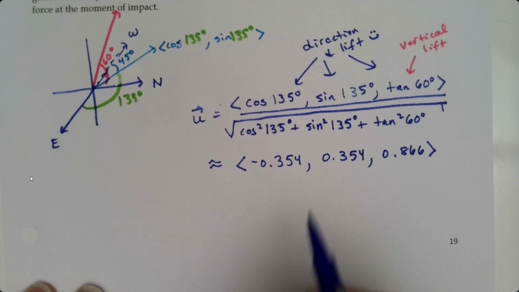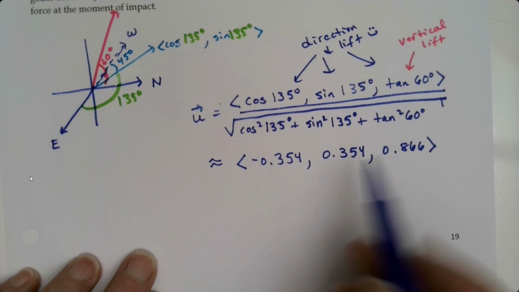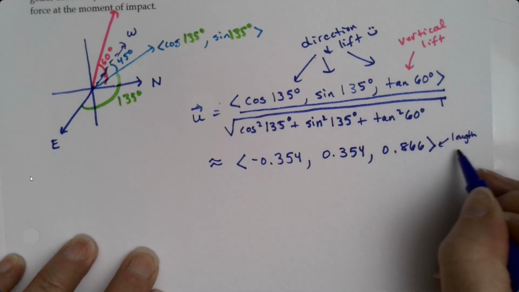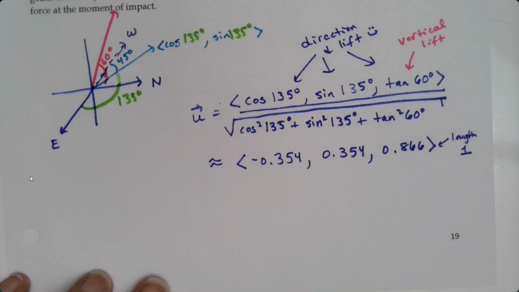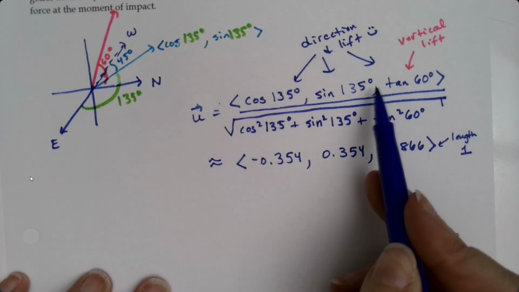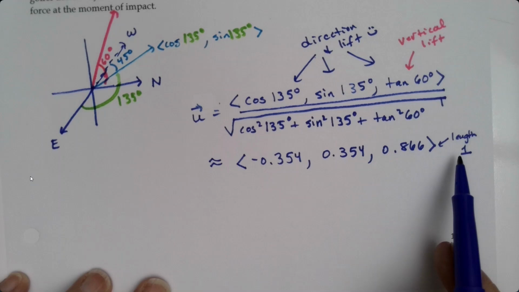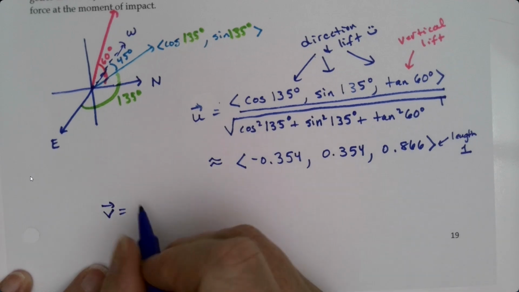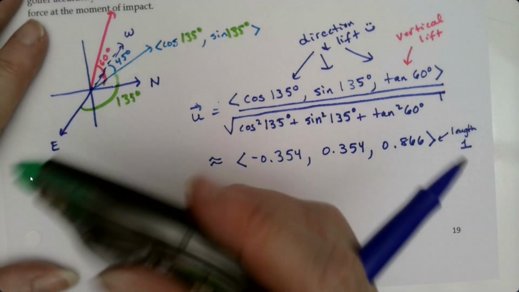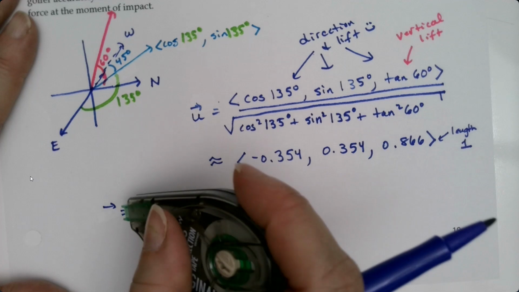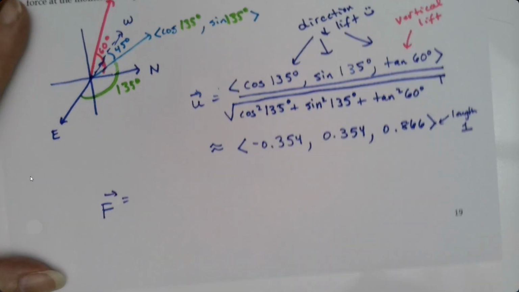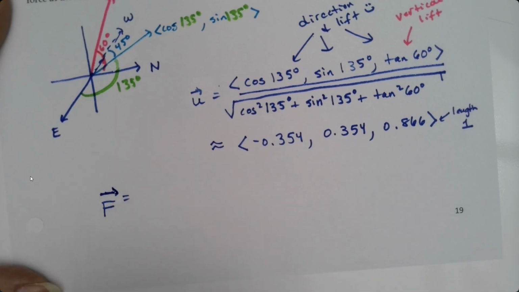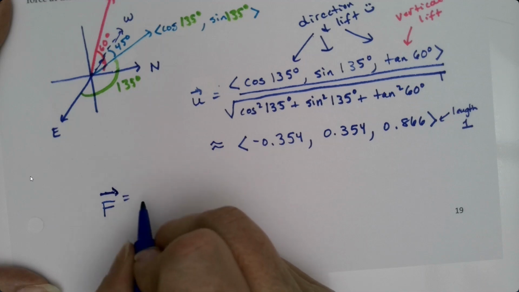Okay, so I now have my unit vector. This is length 1. It's going in the right direction, it has the right lift, and now it's a length of 1. So direction and lift are taken care of up here. Dividing it by the magnitude makes it length 1. And so my v vector, what I was actually looking for, oh, my force vector, sorry, this isn't velocity, this is force. The math behind it is the same, but the idea behind it is very different in terms of physics, I'm sure.